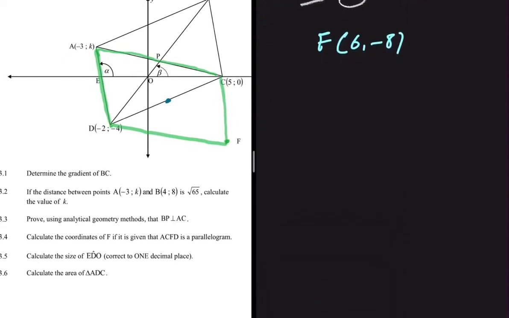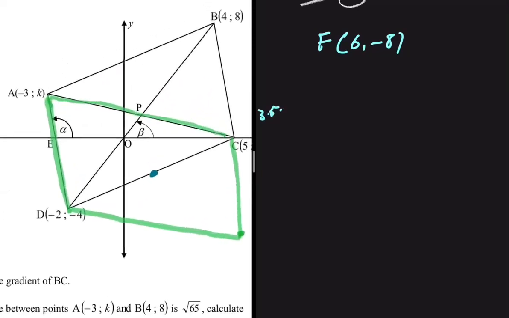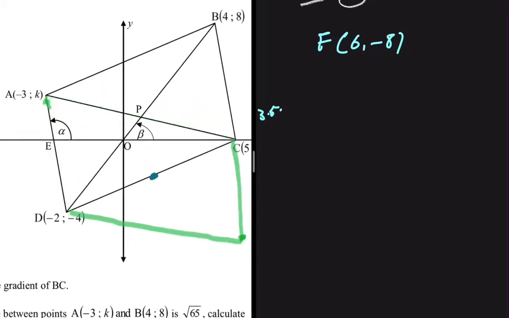3.5. Calculate the size of EDO correct to 1 decimal place. So let's go to our diagram and look for EDO. EDO is this angle right here. How can we possibly find EDO? Well, I can see fairly quickly that I can find the value of this angle here. If I find the value of that angle, then that angle will be equal to this angle. I think they are called vertical opposite angles, and they're supposed to be equal to each other.